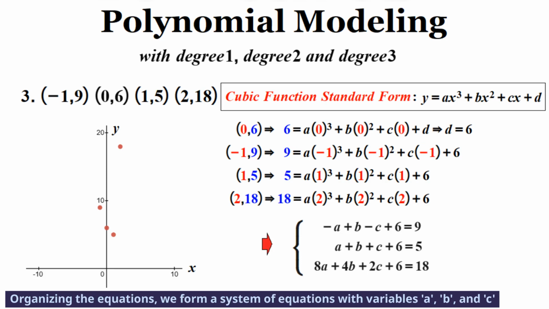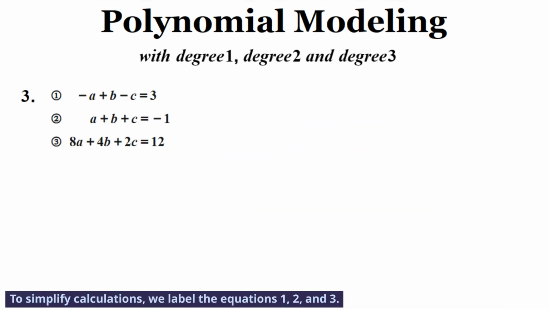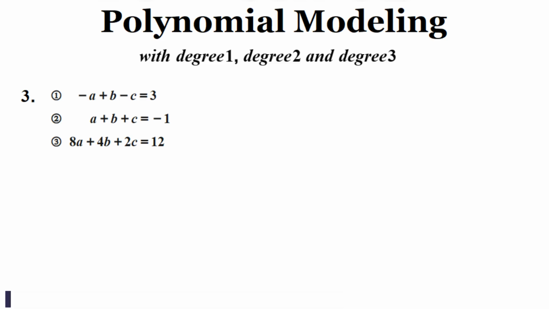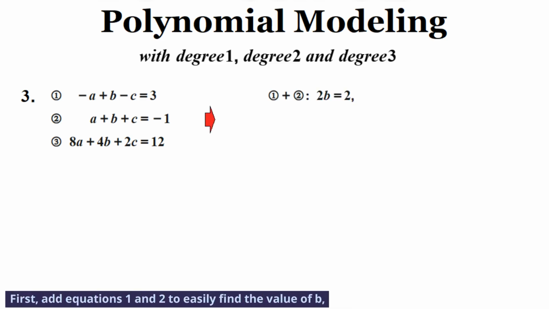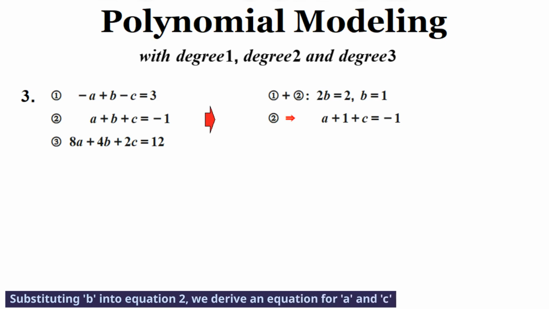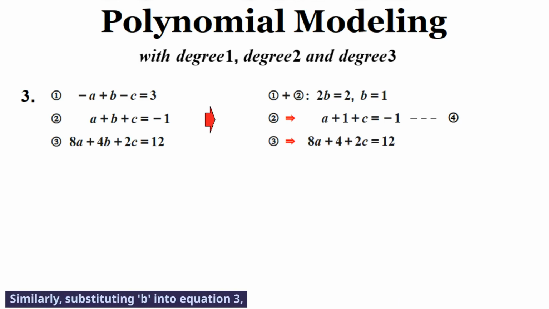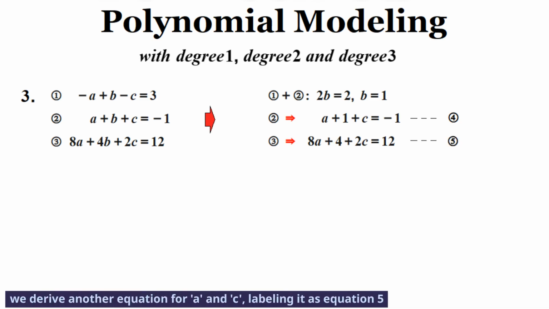Organizing the equations, we form a system of equations with variables a, b, and c. To simplify calculations, we label the equations 1, 2, and 3. First, add equations 1 and 2 to easily find the value of b, which turns out to be 1. Substituting b into equation 2, we derive an equation for a and c, labeling it as equation 4. Similarly, substituting b into equation 3, we derive another equation for a and c, labeling it as equation 5.